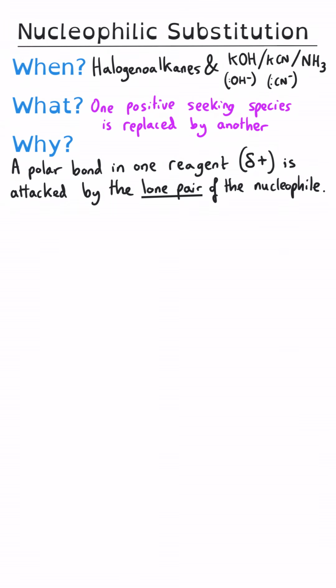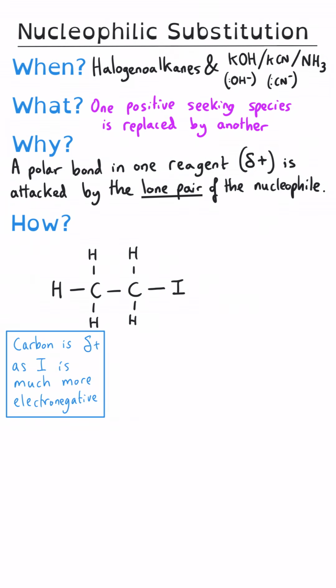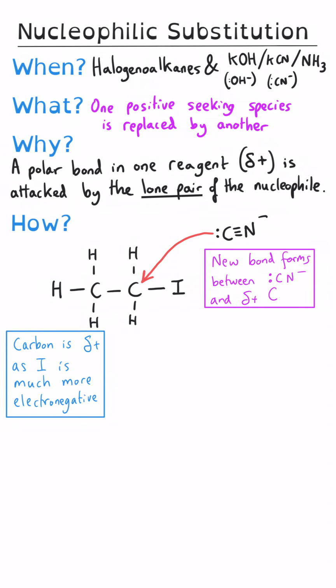And so when we draw the mechanism for this, we don't actually need to show the delta plus and the delta minus in the halogenoalkane. But if we take a look at the iodoethane that we've got here, the iodine is much more electronegative than the carbon, so it would be delta minus and the carbon would be delta plus, and therefore attractive to the cyanide ion that I'm going to use as my nucleophile. And so the lone pair on the carbon in the cyanide ion would attack the delta positive carbon.